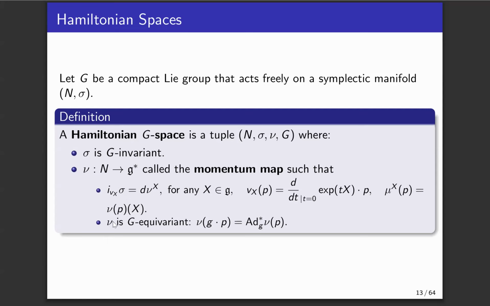And the second condition is that this momentum map is G-equivariant. Now, if we take an element g that acts on some p in N, then the image of g times p by the momentum map is exactly the coadjoint action of g on nu of p. Okay?